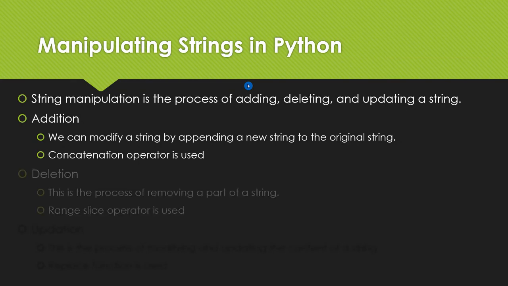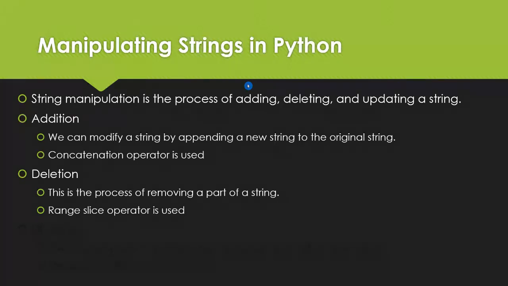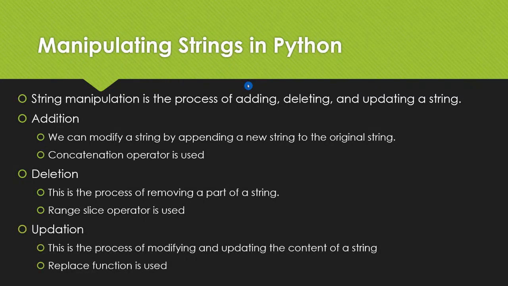The next one is deletion. It is used to remove a particular part of a string. For this, you can use both the range slice operator or even the del function. Both can be used. And the last one is updation, the process of modifying and updating the content of a string. For this, we use the replace function, which we learned in this video. These are the three main string manipulation processes available in Python.